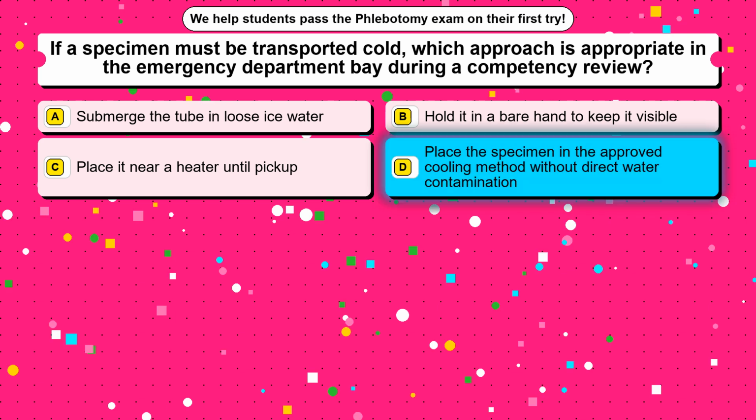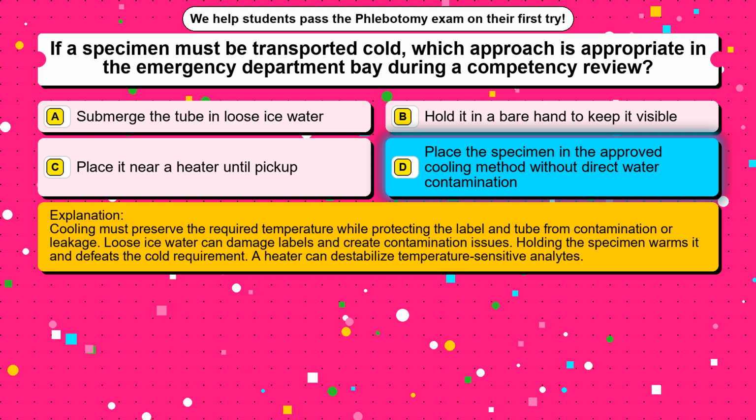The correct answer is option D. Place the specimen in the approved cooling method without direct water contamination. Cooling must preserve the required temperature while protecting the label and tube from contamination or leakage. Loose ice water can damage labels and create contamination issues. Holding the specimen warms it and defeats the cold requirement. A heater can destabilize temperature-sensitive analytes.